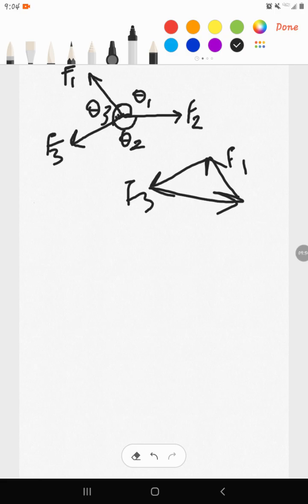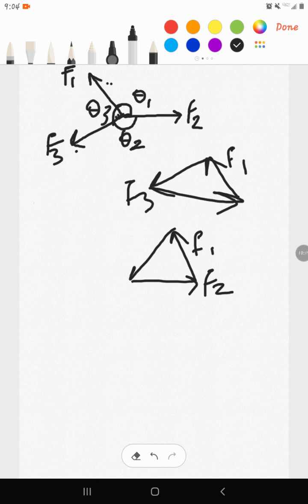If you pick F2 first, for instance, F2 will be like this. Then which other one will you bring that will be flowing in the same direction as F2? If you bring F2 like this, you can bring F1 here, like this. Then you bring F3 here to complete it. So this is when we started with F2.